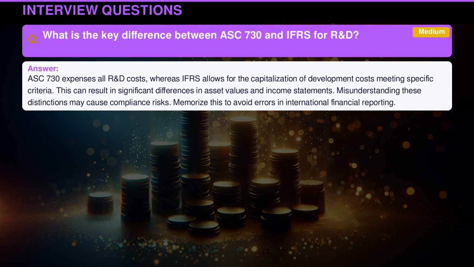ASC 730 expenses all R&D costs, whereas International Financial Reporting Standards allows for the capitalization of development costs meeting specific criteria. This can result in significant differences in asset values and income statements. Misunderstanding these distinctions may cause compliance risks. Memorize this to avoid errors in international financial reporting.